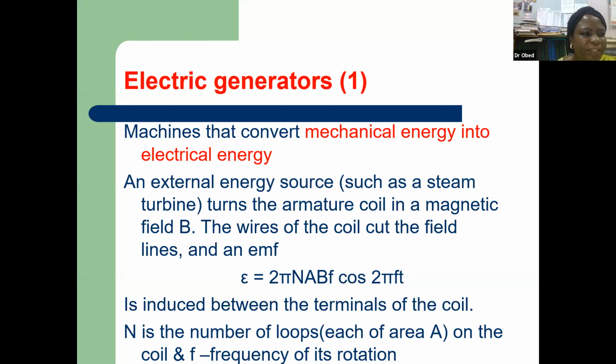An electric generator is a device that converts mechanical energy into electrical energy. We saw this last week. We said that an external source, such as a steam turbine, turns the armature coil in a magnetic field B. The wires of the coil cut the field lines and an EMF is created. We bypassed a lot of things to get here.